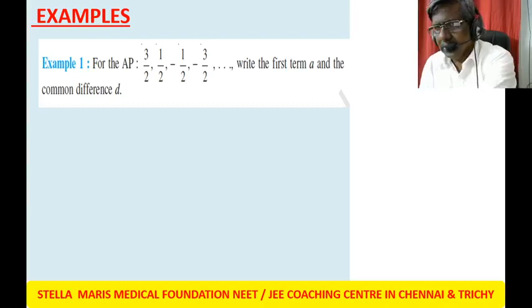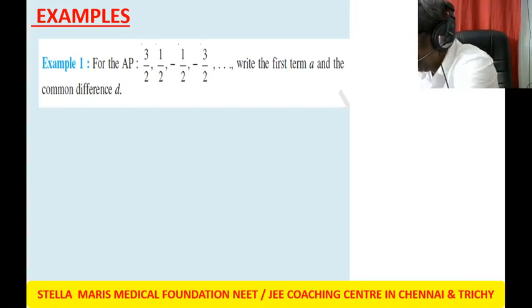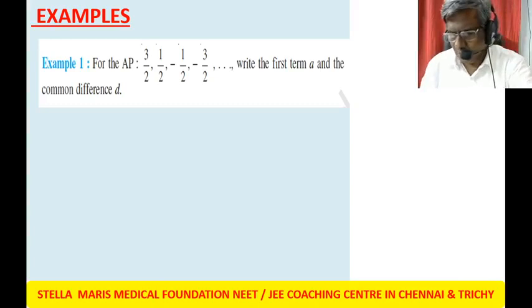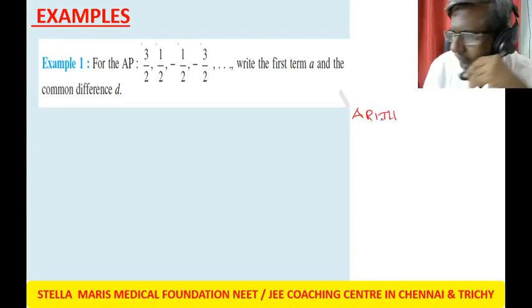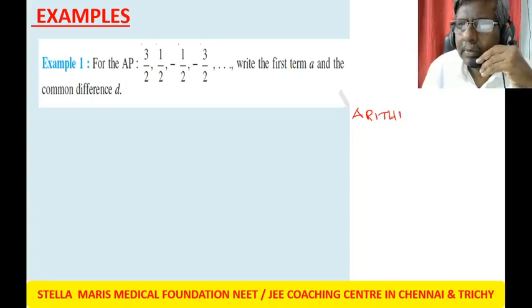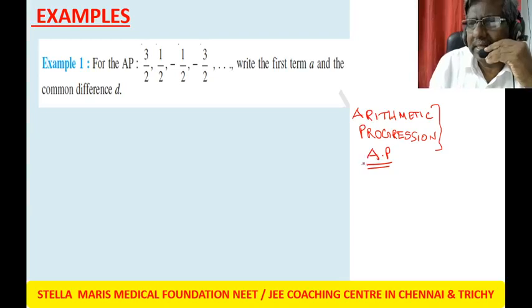Before going into this, let us see some basic things about arithmetic progression. What do you mean by arithmetic progression? Arithmetic progression, in short form, we call it AP. The letter A stands for arithmetic.